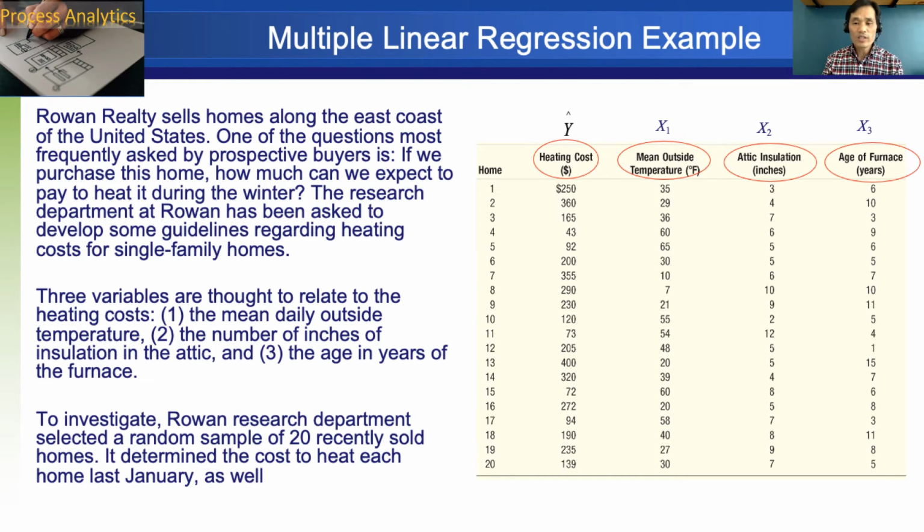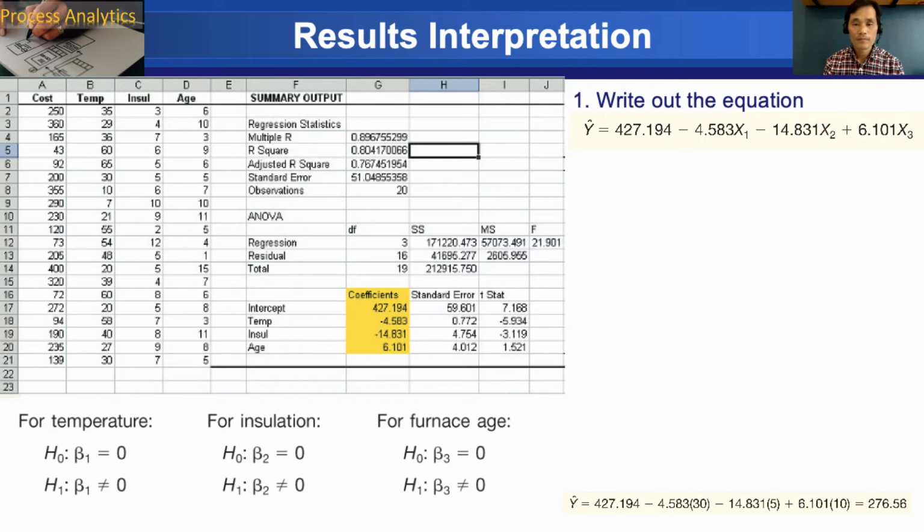In this slide, we see that data is collected that postulates the relationship between heating cost and three independent variables, namely the mean daily outside temperature, the number of inches of insulation in the attic, and the age in years of the furnace. Do they affect heating cost? If so, how much? Those are the subject of study in this multiple linear regression. Here is the result from Excel.